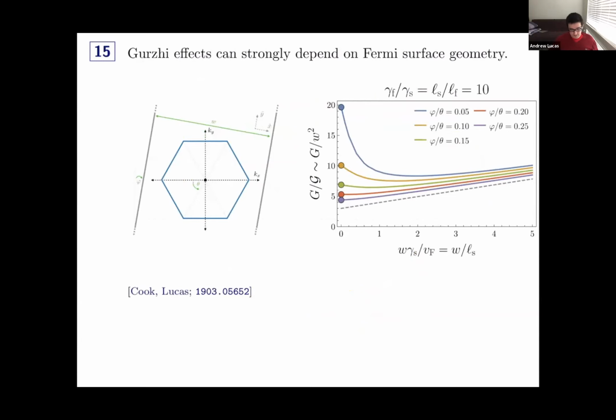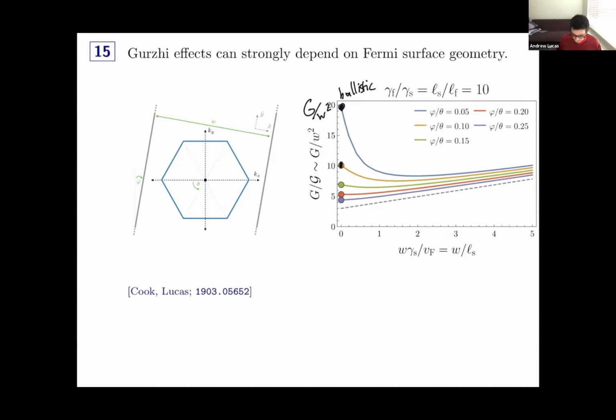Another effect that I'd like to quickly mention that was not really appreciated in 2015 is that the Gurzhi effect itself is very sensitive to geometry in general metals. So in this example, let's say we've got a hexagonal Fermi surface. It turns out that if you look at the conductance of this channel, here we're dividing it by width squared. So all these numbers are just ballistic limits, okay?